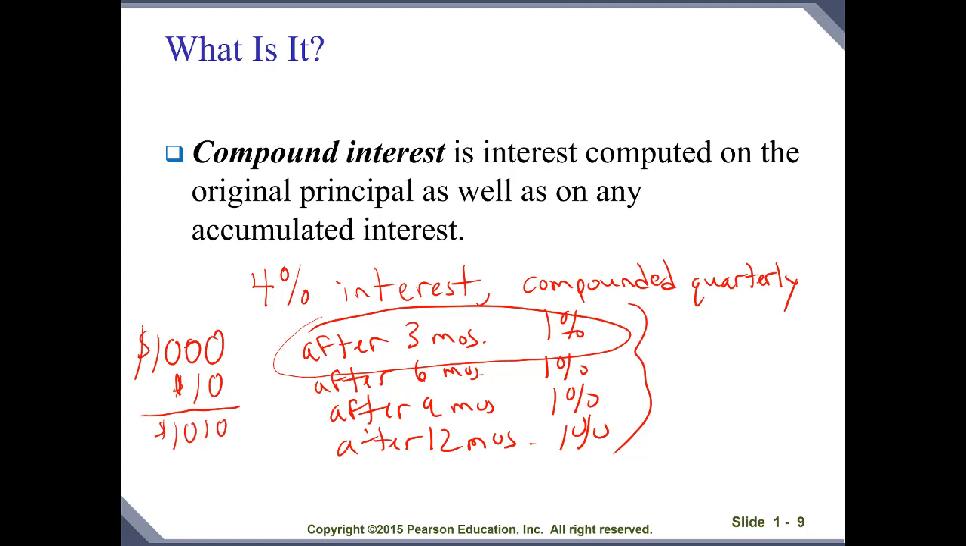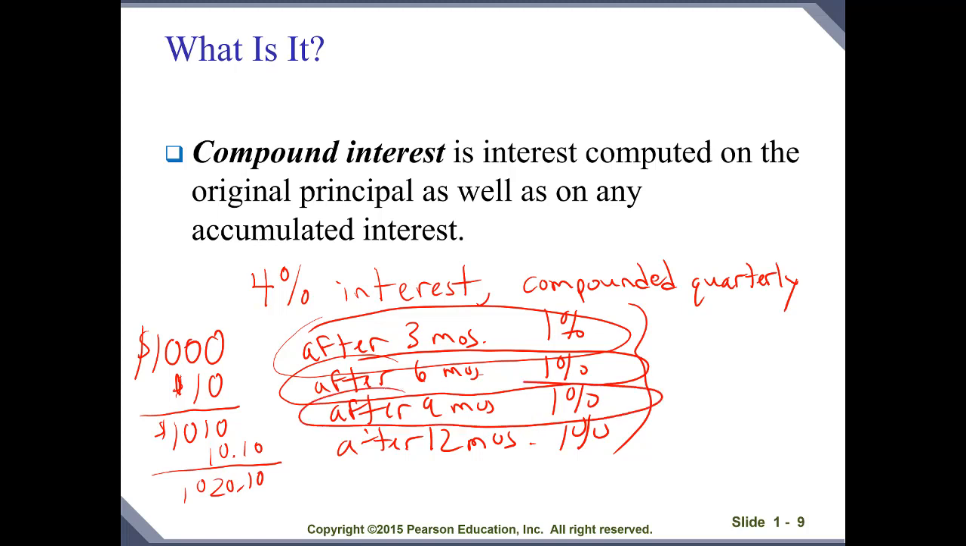So now another 3 months pass. Now I'm at the 6-month period since I first deposited my money. My bank pays me interest again. But now instead of 1% on $1,000, I'm getting 1% on $1,010. So I am going to get $10.10 interest. And so now I have $1,020.10 in the bank.